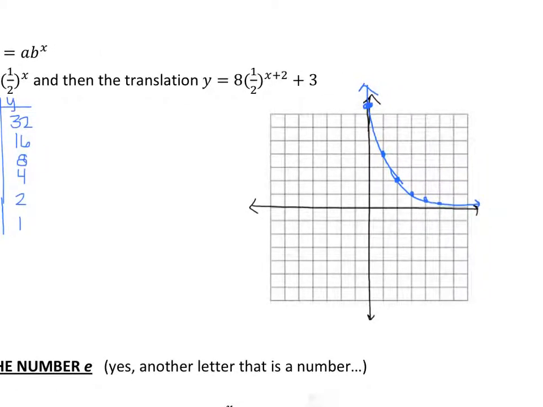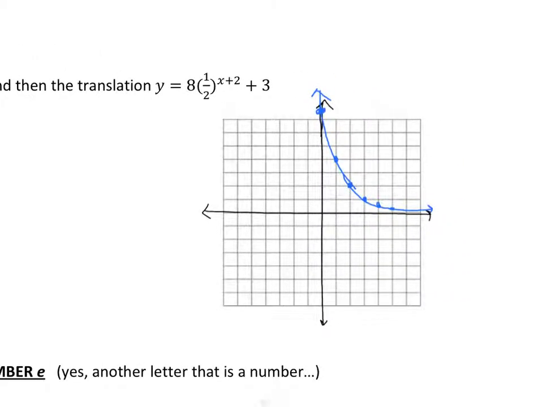So what's that one approaching but never touching? The x-axis again. So our horizontal asymptote is y equals 0. And that one was y equals 8 times 1/2 to the x.